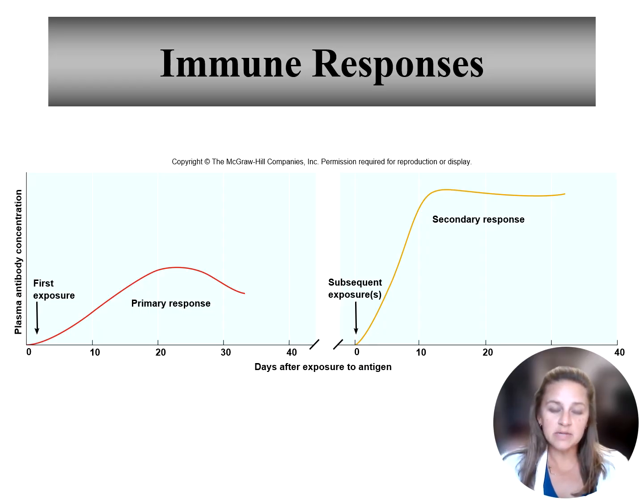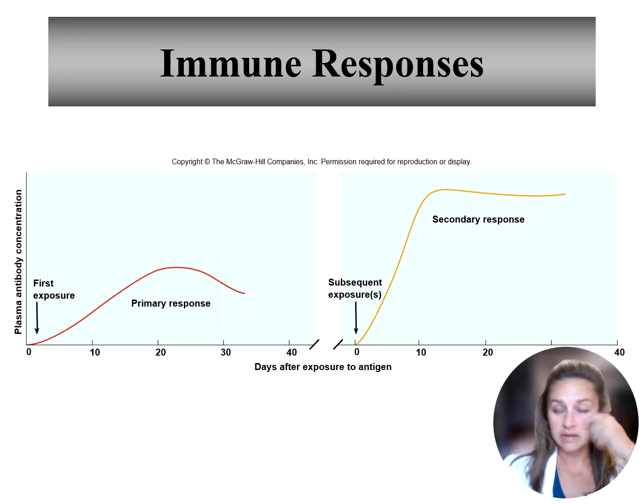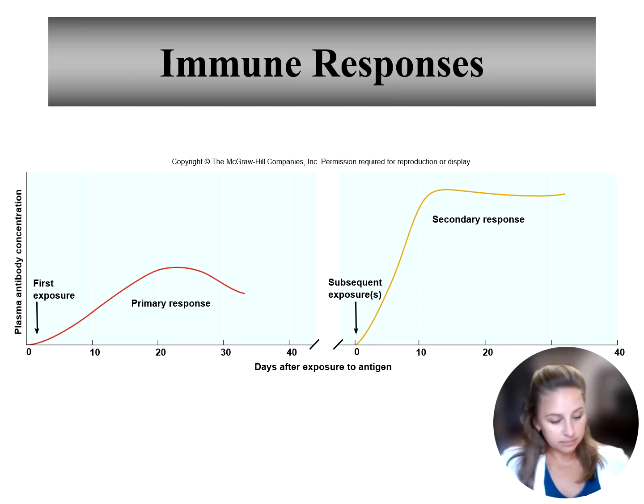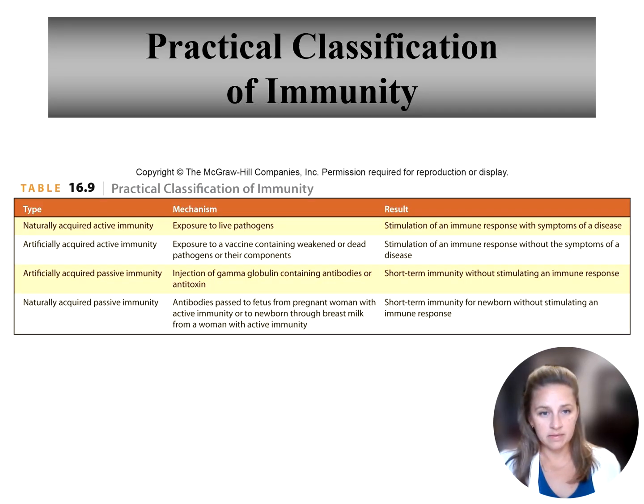The next time you're exposed to that same antigen, because you've seen it before and you already have these antibodies circulating, you can start making more of those antibodies right away. So this is an example of adaptive immunity, where you now have a boosted immune response to something that you've already seen before.